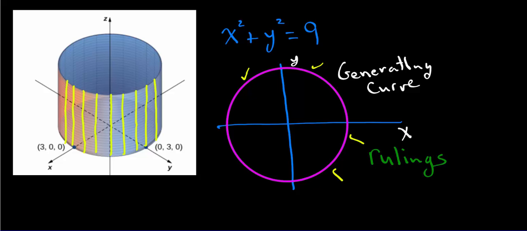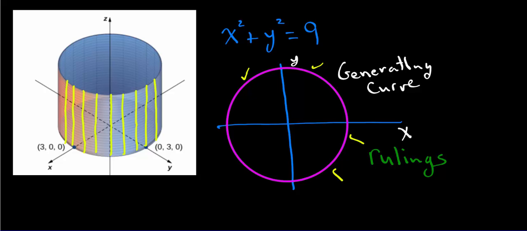Rulings. In this case, we have the generating curve in the xy plane, and the rulings are parallel to the z-axis. Whenever we're talking about cylinders, that's what we need. We need a generating curve in a plane. We need rulings that are not in the plane, in a plane parallel to wherever the generating curve is. The union of all those rulings, like in the case of this one, is a cylinder.